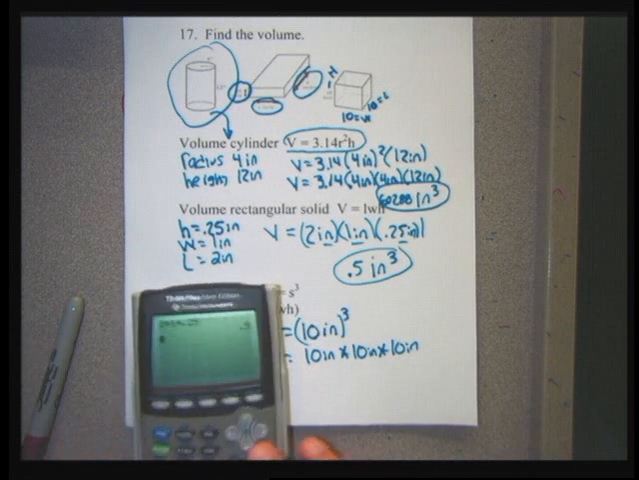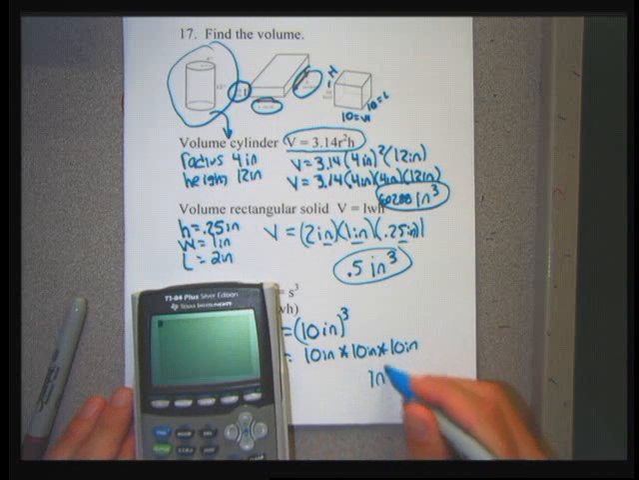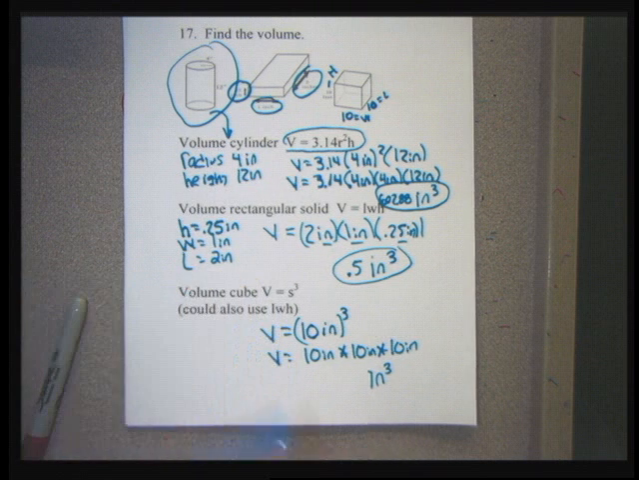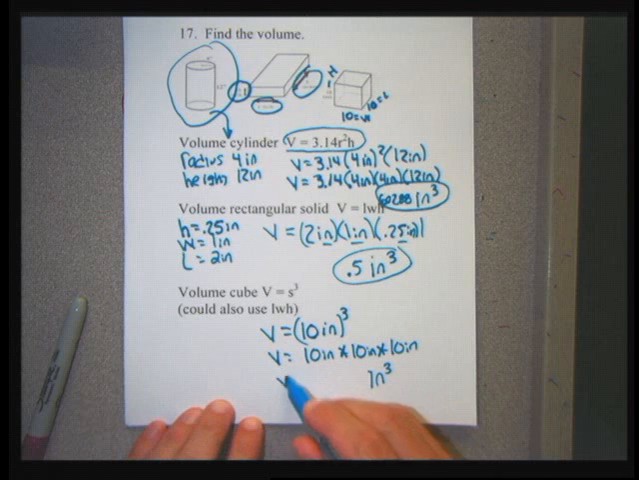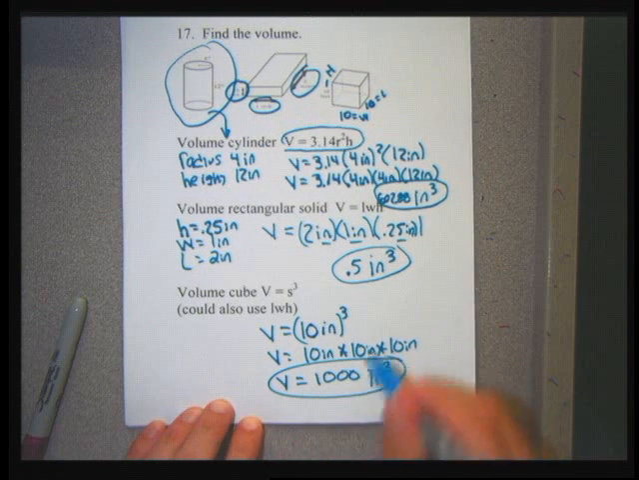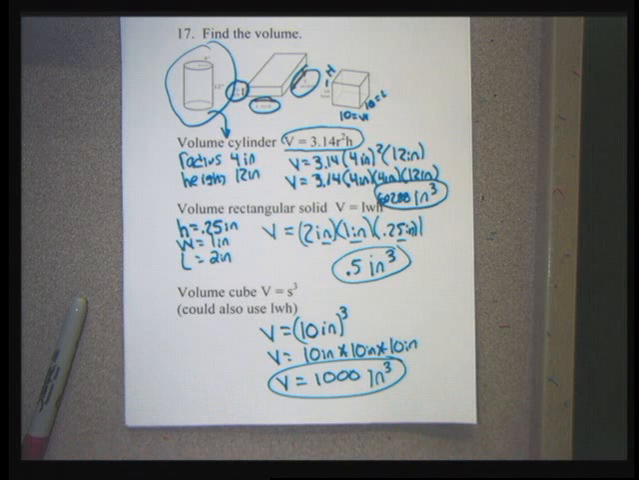And when I do this, inches times inches times inches are cubic inches, and 10 times 10 times 10, which is what 10 cubed is, 1,000. So the volume of the box is 1,000 cubic inches for the third figure in problem 17.